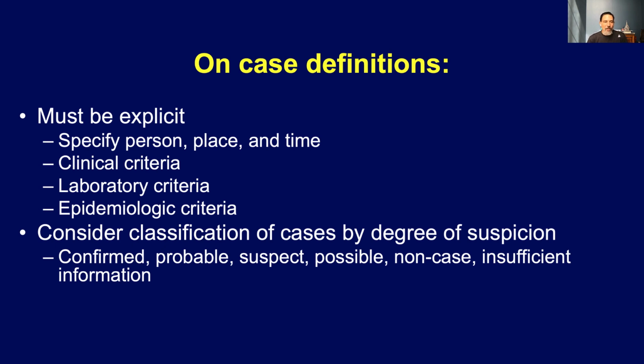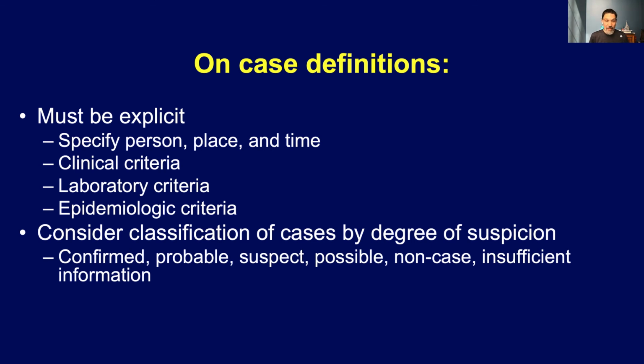And it should have certain components in the case definition, person, place, and time, because it's surveillance and epidemiology and public health, but often things related to clinical criteria, laboratory criteria, and sometimes even epidemiological criteria. And you can also consider classifying cases by so-called degree of suspicion. So if it's a confirmed, probable, or suspect case, we saw earlier on the slide, for that Group A conditions and events in New York City, they want reports right away of suspect cases without waiting for laboratory confirmation.